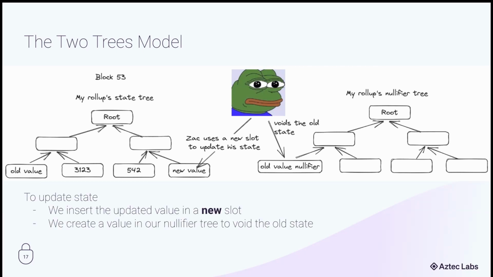So yeah, we insert the value in the new slot, and we create a value in the nullifier tree just to indicate this had been consumed.